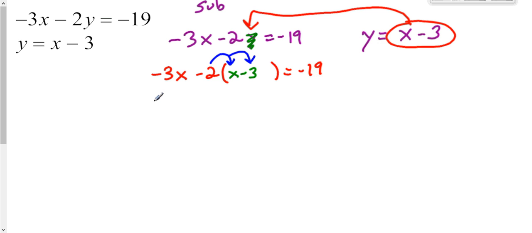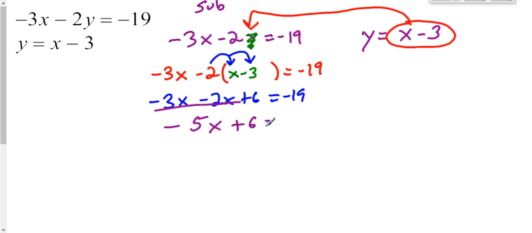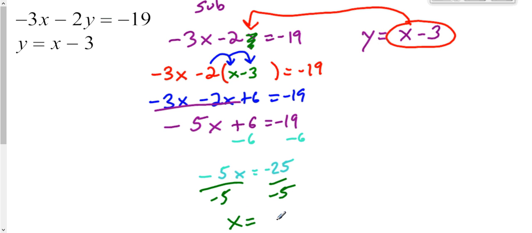I'm going to distribute the -2, so that gives us -3x minus 2x plus 6 is equal to -19. Combine my like terms right here, so that gives us -5x plus 6 equals -19. I subtract 6 from both sides. -5x equals -25. Divide both of the sides by -5, so x can get by itself and become 5.